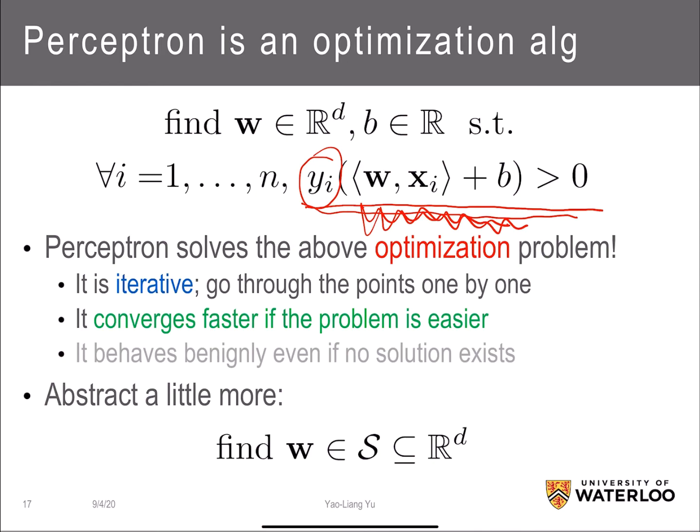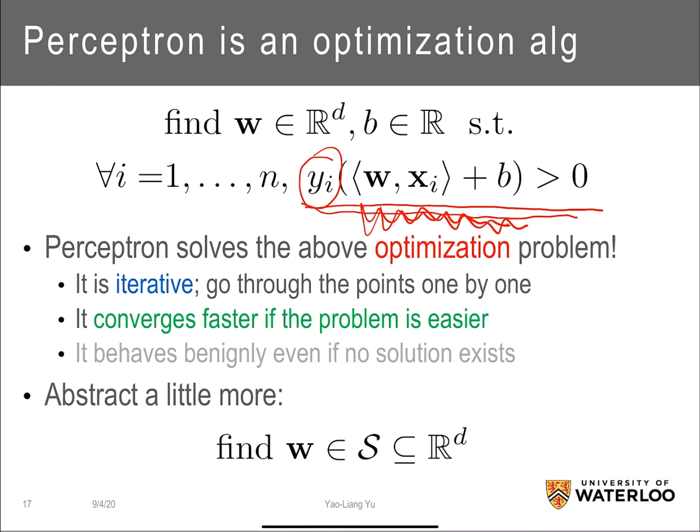And in fact, you can actually show the perceptron algorithm converges faster if, in some sense, the problem is easier. So I'm not going to give you the details here for that. But basically, this is what a machine learning course will do. Here, we're using the perceptron algorithm as an example for all the algorithms we're going to see.